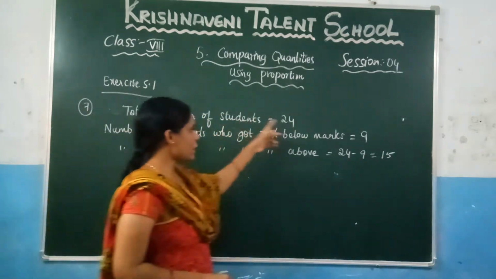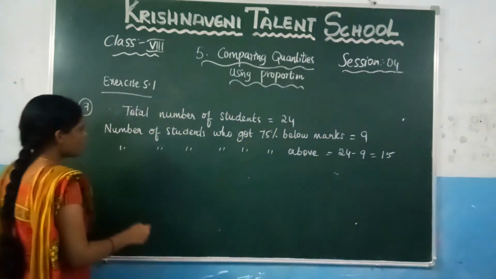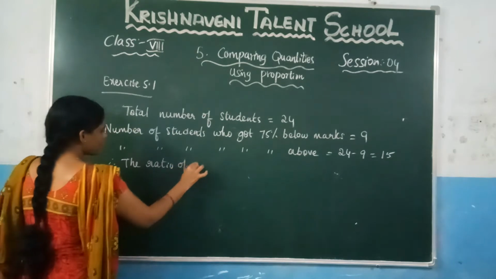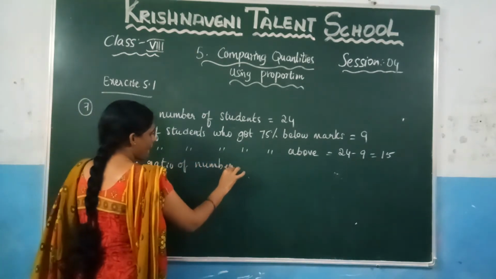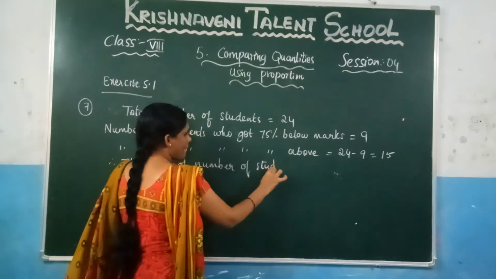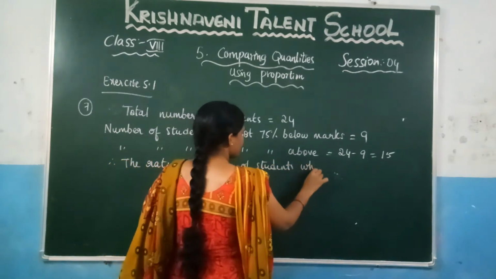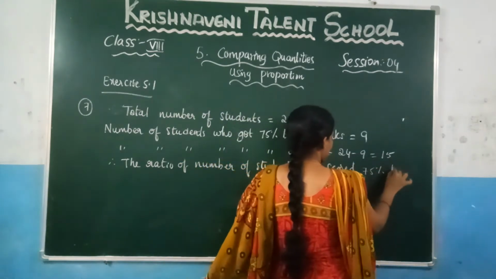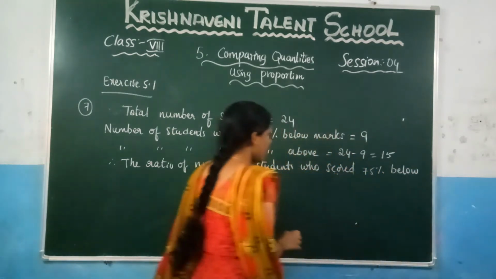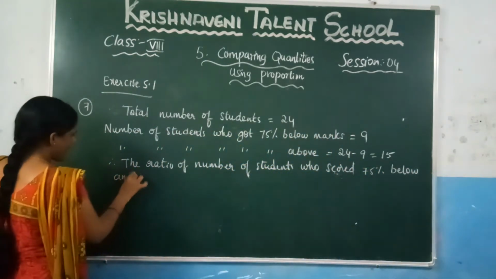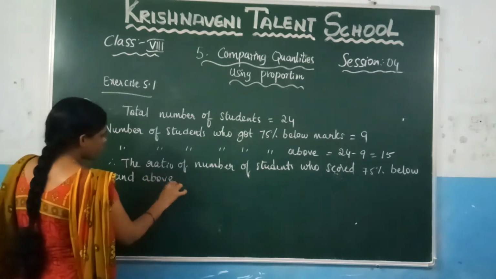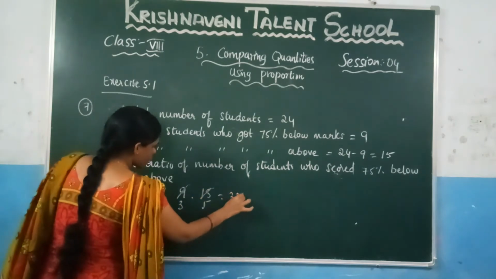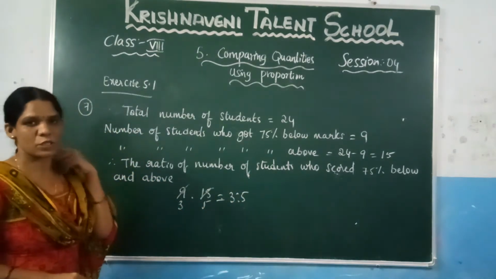Now you need to find the ratio of these two quantities. So, therefore, the ratio of the number of students who scored 75% below and above is 9:15. After simplification you will get this value as 3:5. This is the problem. Now see the next problem.